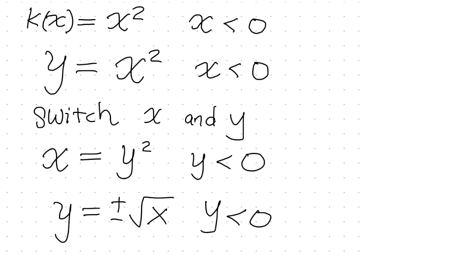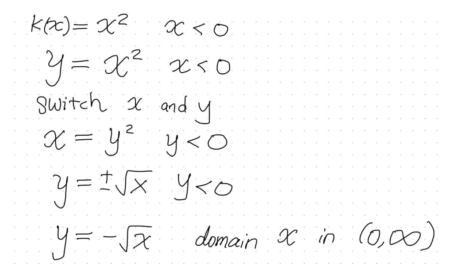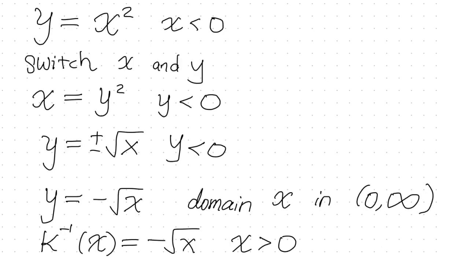If we have two options, then we don't really have a function. Luckily, we know y is less than 0, so y equals negative square root of x. And the domain for this inverse function, we have seen that from the graph earlier, which is all positive numbers. So someone might ask, can we figure out the domain without the graph? I don't think so. You really need to see the graph in order to figure out the domain of the inverse function. So the formula for k inverse is negative square root of x for x greater than 0.